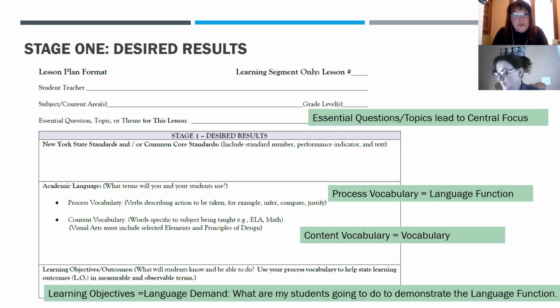So why do you create a Venn diagram? What's the function? If you want to think about why is it called language function, what's the function of a Venn diagram? Well, the function of it is to compare, right? So that's the process we're trying to do. We're trying to compare. So don't freak out about these words: language function, vocabulary, language demand. It is just their convoluted way of saying things we've been talking about the whole time we've been in teacher education.